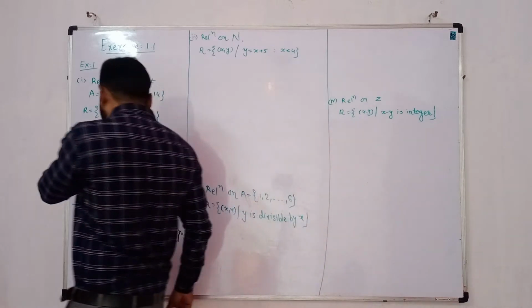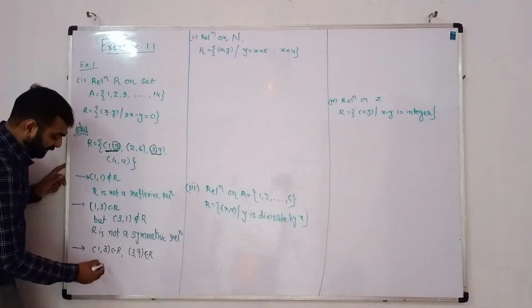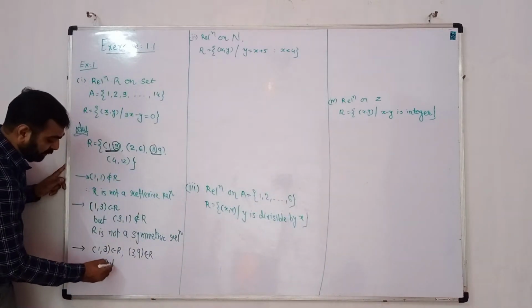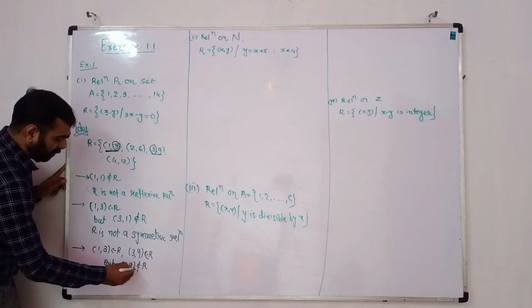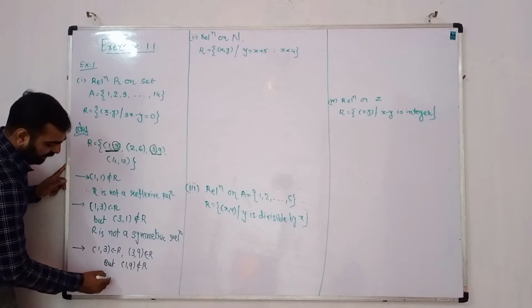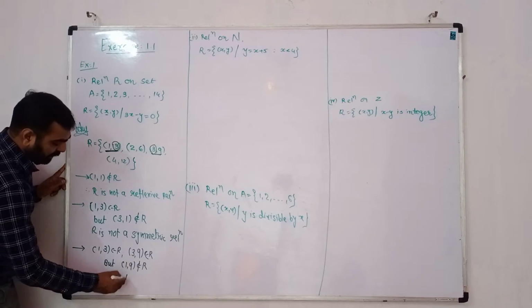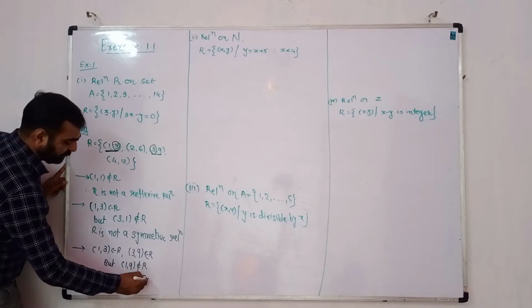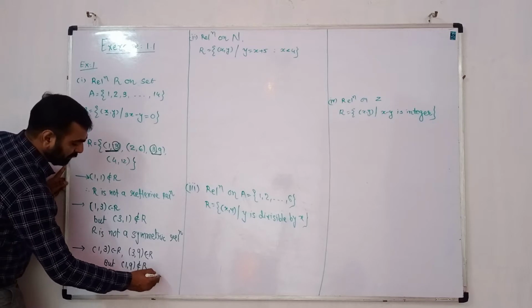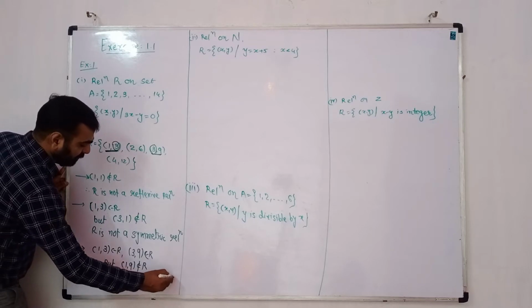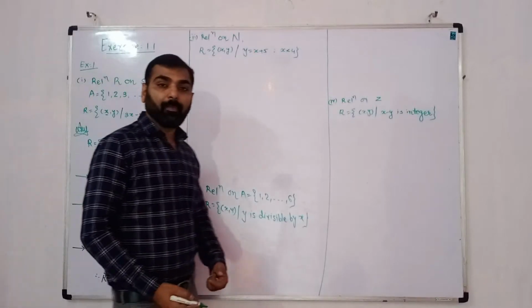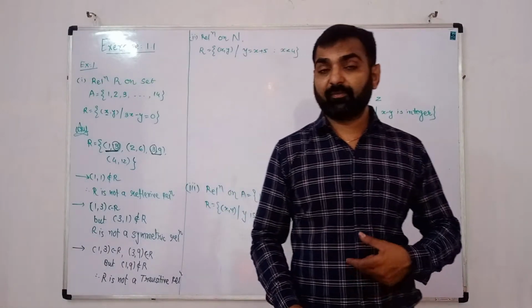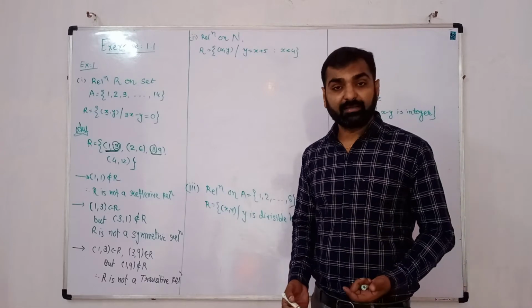Here it is 1, 9 is there? No. But we write down, 1, 9 does not belong to R. Therefore R is not a transitive relation. Okay. So this is the method to prove whether it is reflexive, symmetric or transitive.